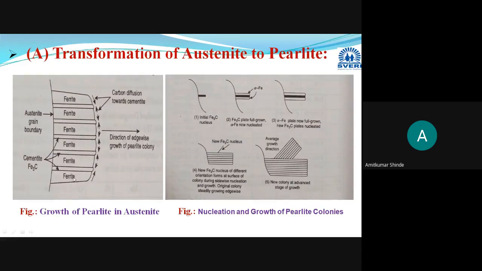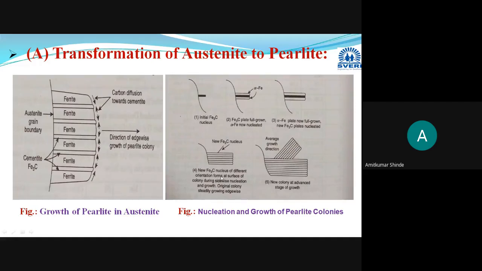Ferrite will form. The same process will get repeated again and again, and a large region having alternate layers of ferrite and cementite will be formed, and that region is termed as the colony. Here I have also mentioned the colony of the pearlite. This mixture, or these alternate layers, will be termed as the pearlite, or it is also known as pearlite colonies.